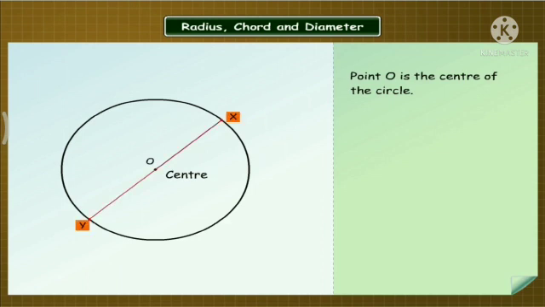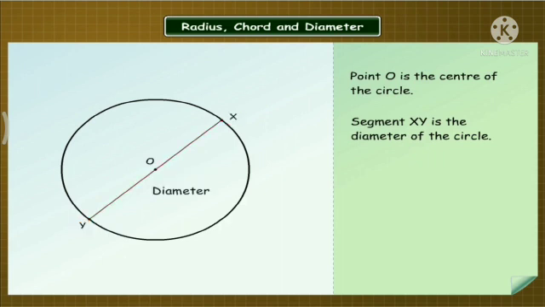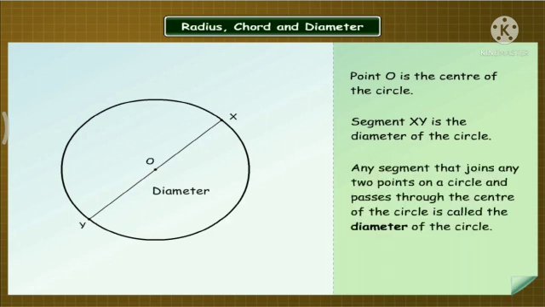We will get our diameter. Understood? XY is our diameter. So what is diameter? Diameter means a line that passes through the center of your circle is known as your diameter. Clear, students? So see here, segment XY is your diameter. So any line segment that joins any 2 points on a circle and passes through the center of your circle is known as your diameter. Clear? Now further we will study what is our radius.